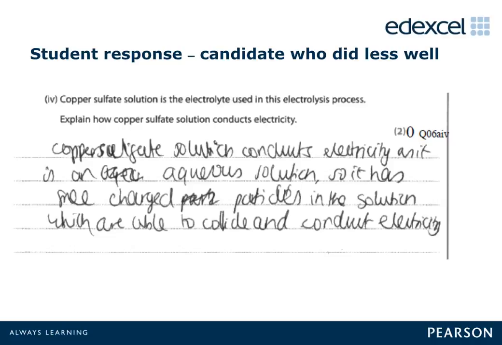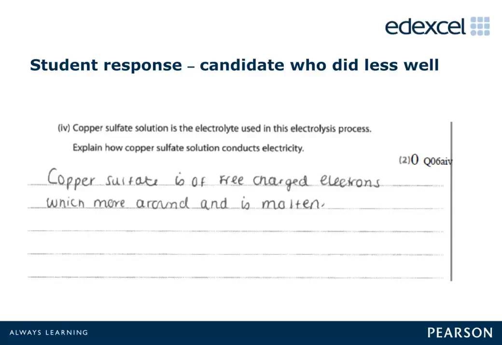The second marking point was for the idea of ions moving, but this answer had the charged particles colliding, and so did not score the mark. This candidate possibly confused the idea of a metal conducting electricity with that of a solution, as it centered on free charged electrons moving around. In the mark scheme, the second marking point was dependent on the first, so in this answer, move around did not score, as it was not referring to ions.